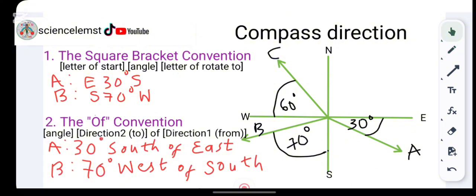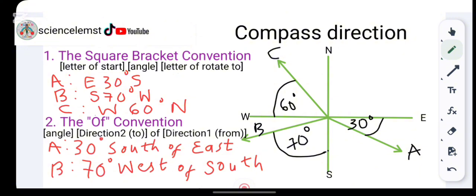Let's look at the last one, C. So what is C saying? The angle is between the west and the north. So I'm moving from the west at 60 degrees to the north. So that will be what? West, I'm starting. I'm rotating 60 degrees. I'm rotating to the north.